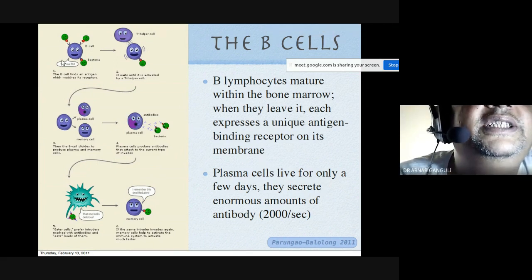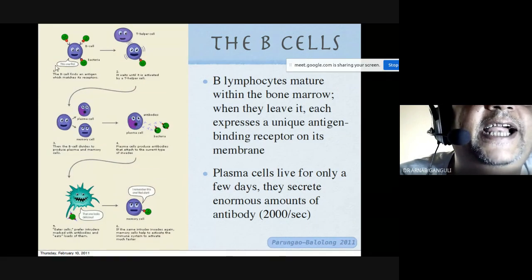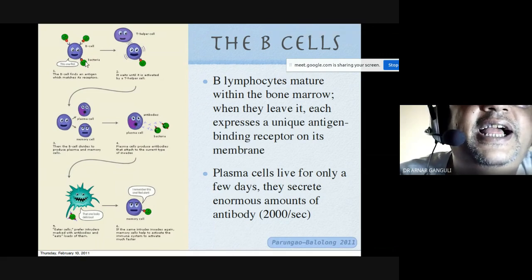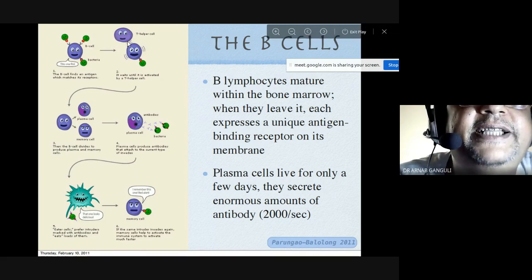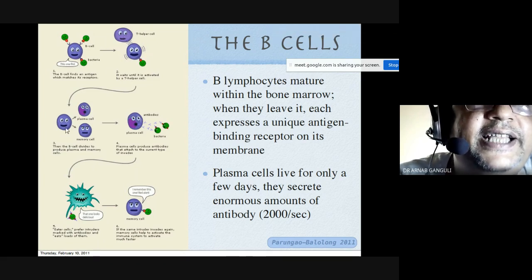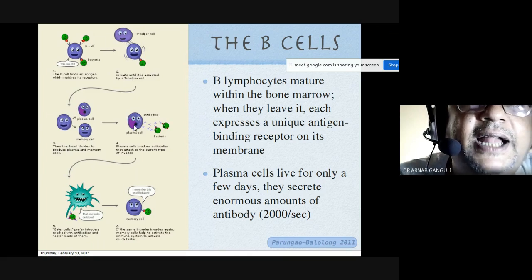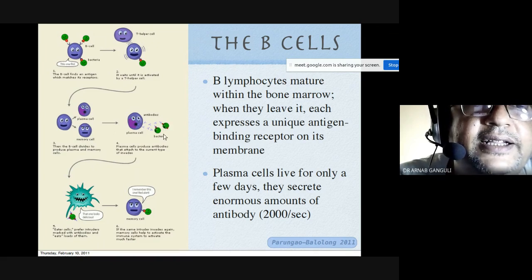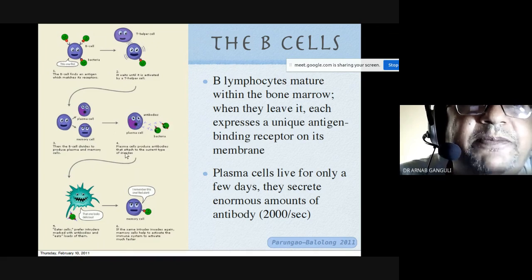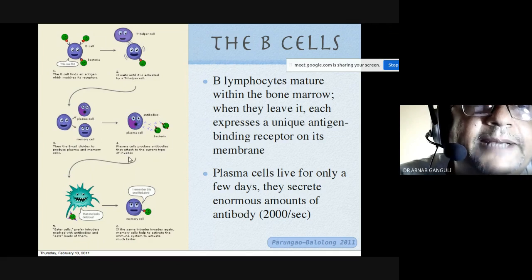So in the first step, the B cell finds an antigen which matches its receptor. This is the B cell and this is the antigen. It finds a T helper cell, then it waits until it is activated by the T helper cell. The T helper cell activates this B cell, and it will form plasma cells and memory cells, and the plasma cells will secrete antibodies. Plasma cells produce antibodies that attach to different types of invaders.